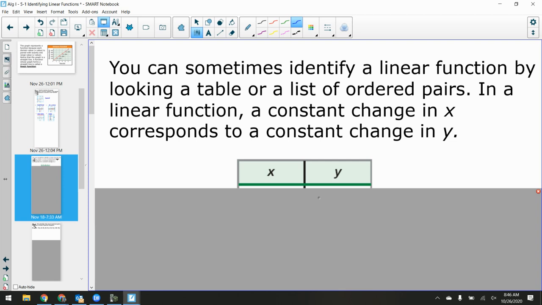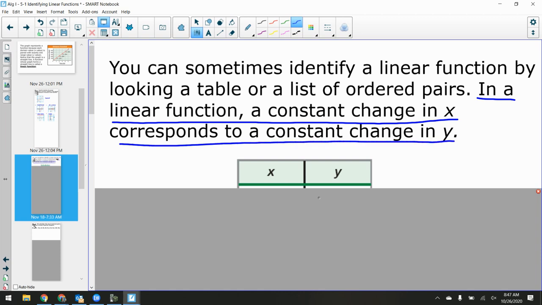Because we were given a graph, and that was very easy to tell. A table requires just a little bit more work. In a linear function, a constant change in x corresponds to a constant change in y. That's a very, very important piece of information for linear functions. A constant change in x corresponds to a constant change in y.